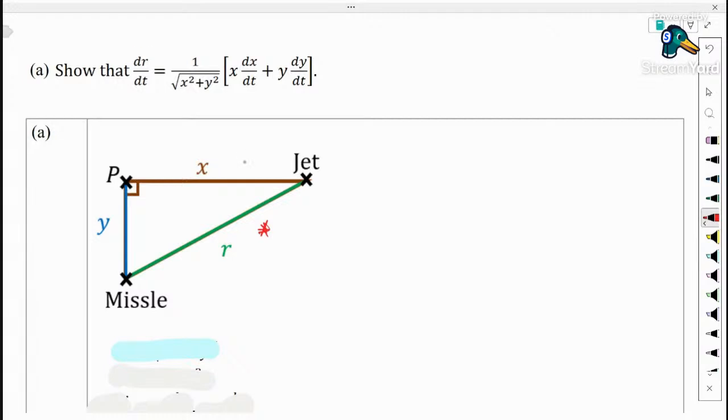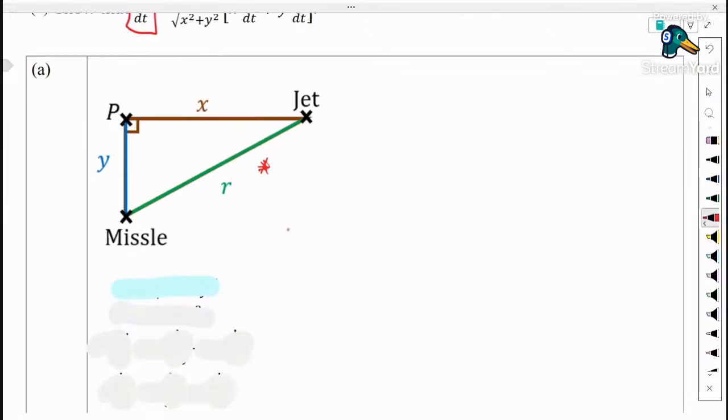Since I want to find the rate of change of R, let me write R in terms of X and Y. By Pythagoras theorem, I noticed that R is a distance. So R is equal to the square root of X squared plus Y squared.